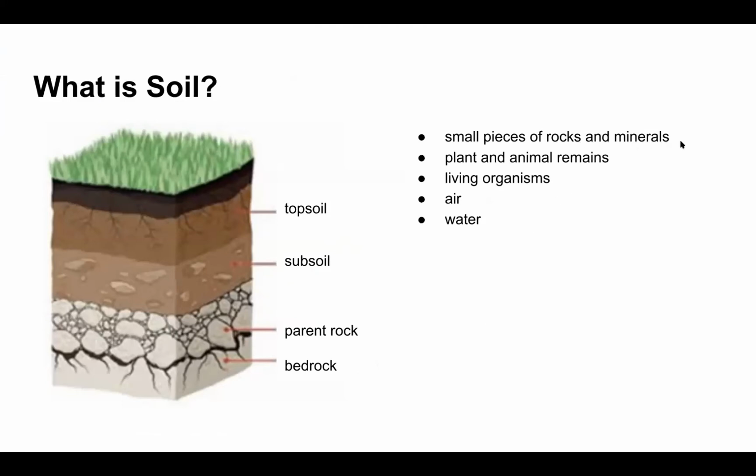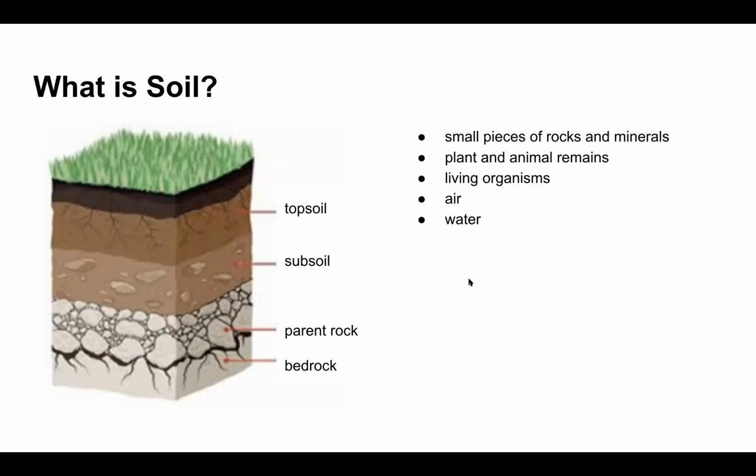You've got small pieces of rocks and minerals. There's plant and animal remains. That means that a plant or animal or both have died and their bodies are laying on the ground and decomposing, and their remains are getting broken down by decomposers and going back into the soil to put nutrients in the soil for plants. There are also living organisms in the soil. So there are worms living in the soil, bacteria, and mammals that burrow into the soil to make their home. There's a whole world of living organisms living in the soil. And then there's also air and water down in the soil so that the plants and animals that live there can survive.